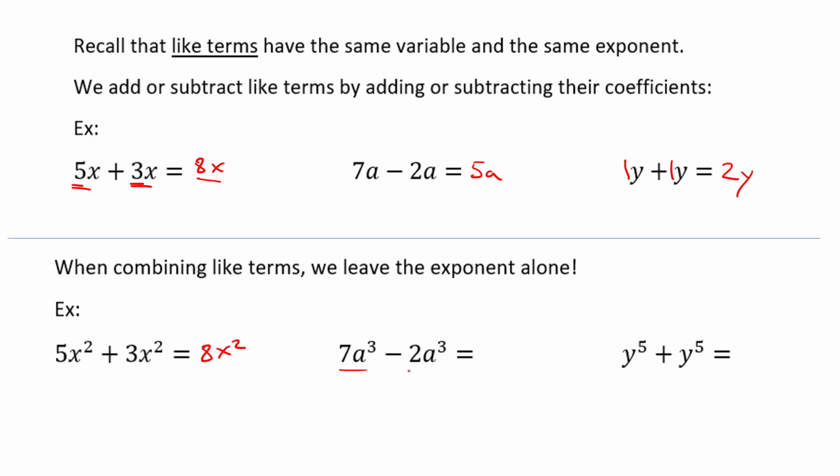Okay, 7a cubed and 2a cubed, we are subtracting, and so we get 5a cubed the same way that 7 minus 2a would give us 5a. And finally, y to the fifth plus y to the fifth is simply 2y to the fifth, writing the hidden 1 if we need to. We do not combine the exponents. That would only be if we were multiplying.